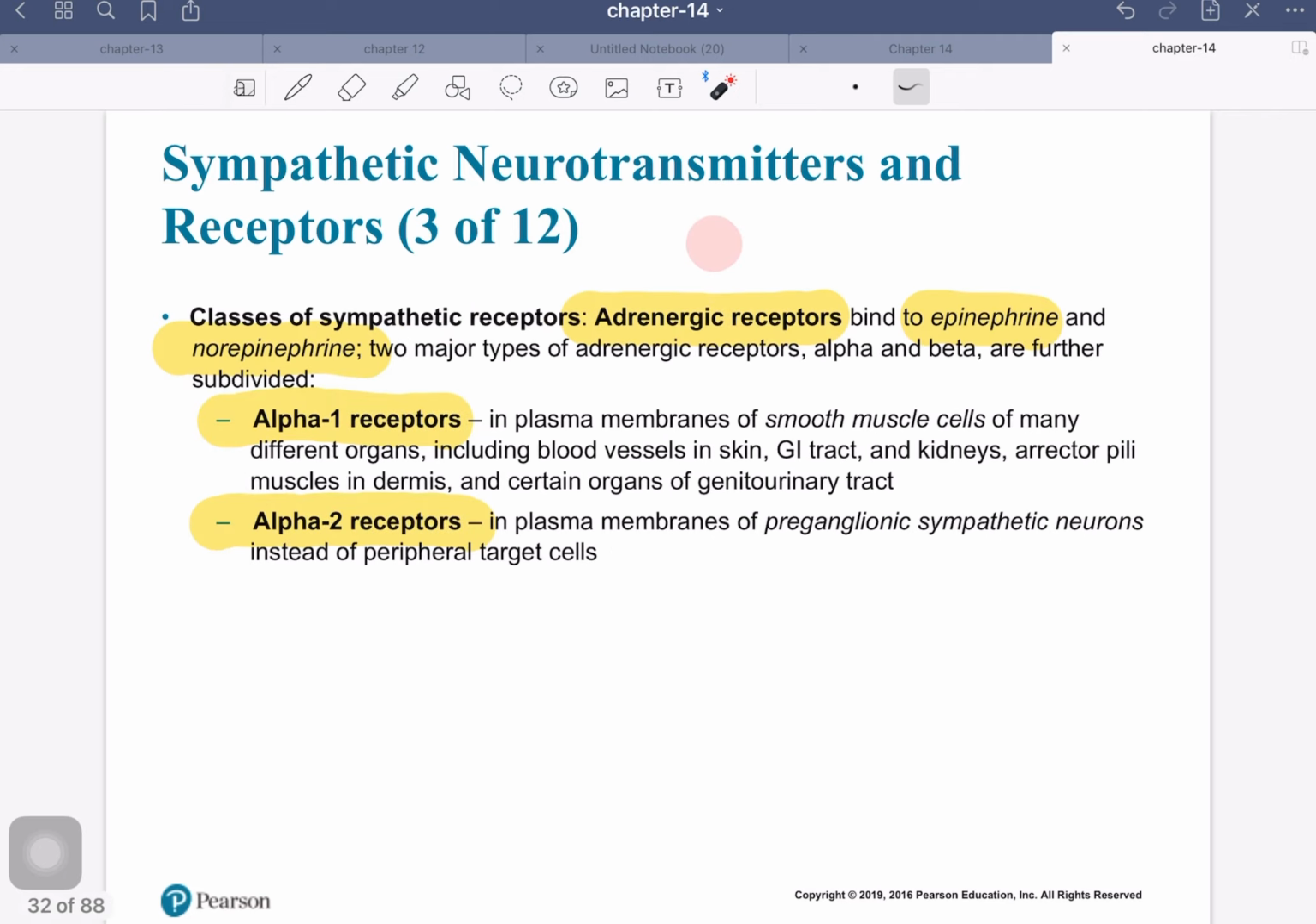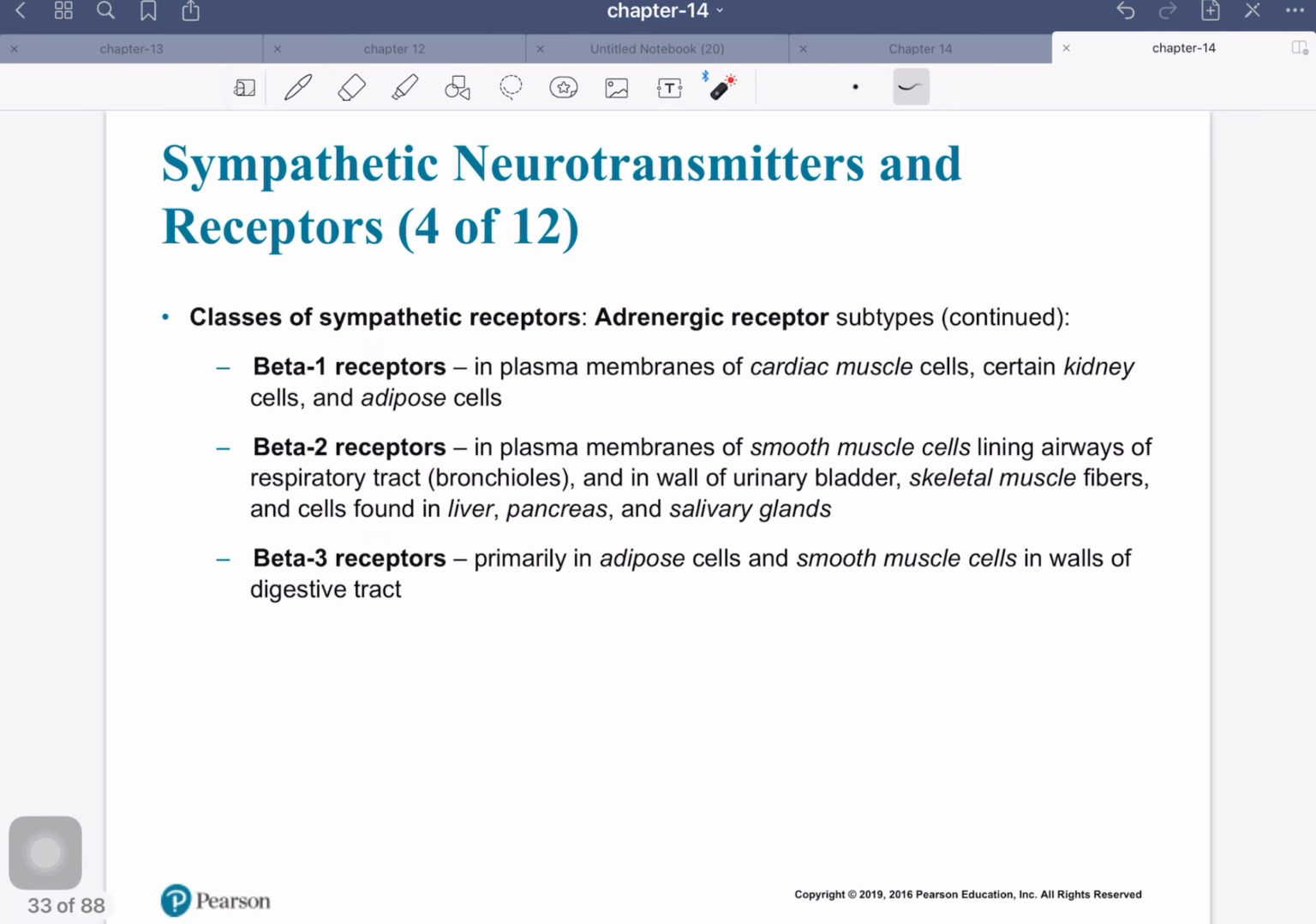Okay, so we just talked about the adrenergic receptors, and we talked about the alpha-1s and the alpha-2s. And now let's talk about the beta class. So we have beta-1s, beta-2s, and beta-3s. And these are still an adrenergic receptor class. So alphas and betas fall into the same category. So the beta-1 receptors, where do I find them? In cardiac muscle cells and some parts of the kidneys and adipose cells.